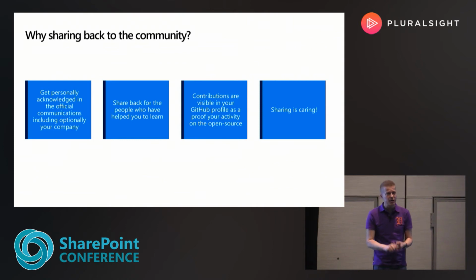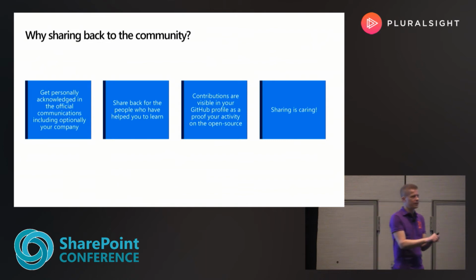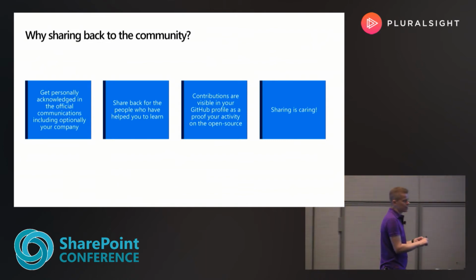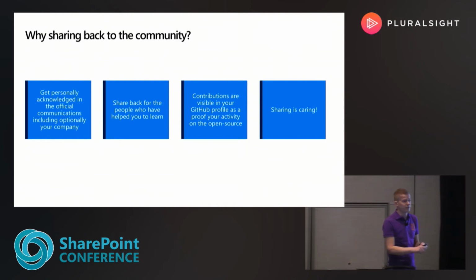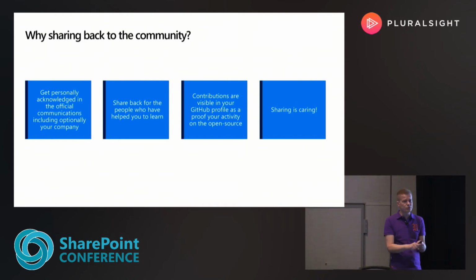Just use the assets. We understand that you have a business to run, and you have a day job, and you have family. Family is the number one and the most important thing in life, at least for me. And in the PnP group, we always say family first. But then, if you have availability, if you have interest and you can contribute back, you will get personally acknowledged in the official communications. That's a minimal thing we can do.